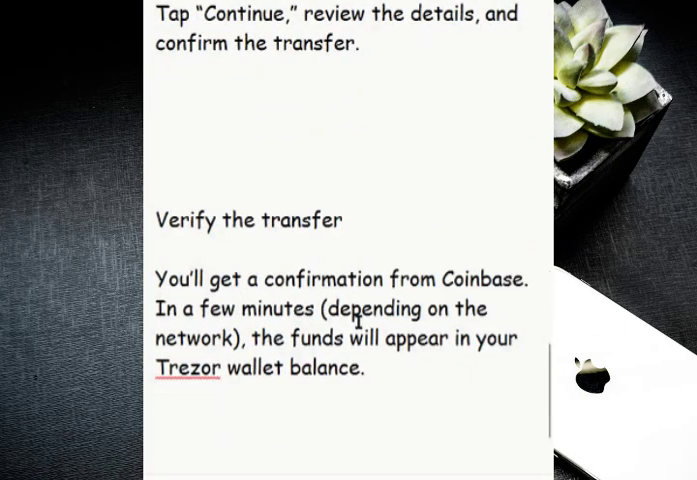So once that is done, verify the transfer. You will get a confirmation from Coinbase in a few minutes, depending on the network. The funds will appear in your Trezor wallet balance once the transfer is confirmed.